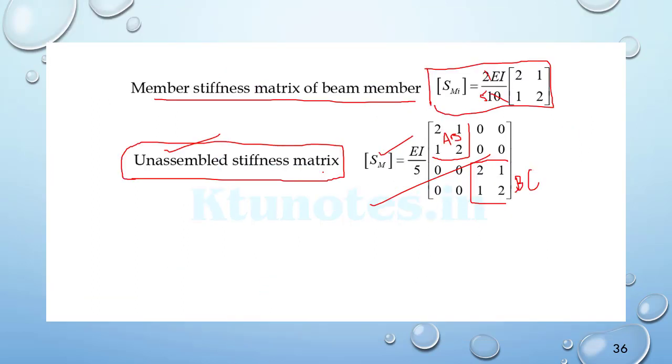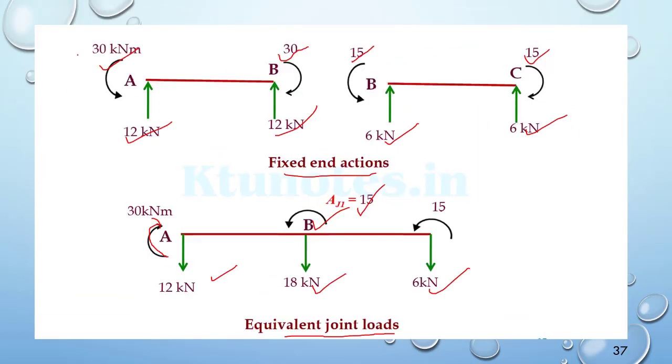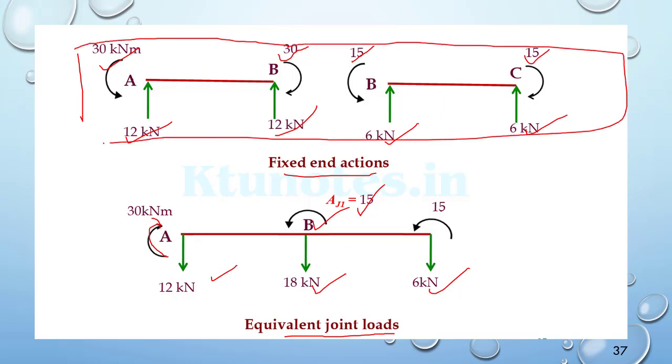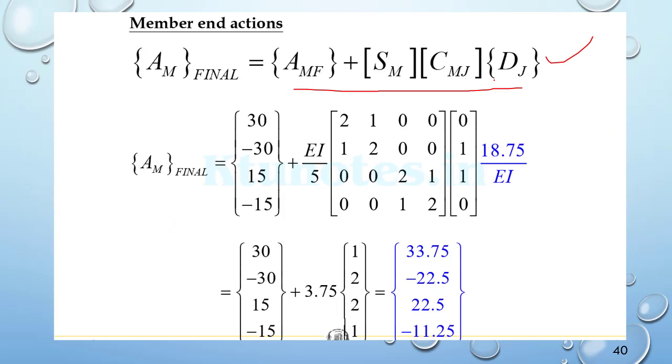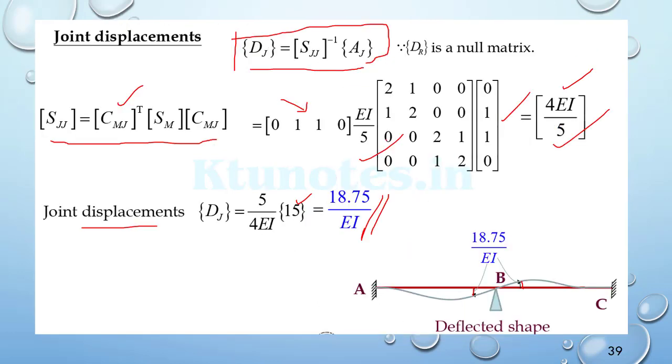From this one we found the member loads, which is 30 anti-clockwise taken as positive, then clockwise is negative, so 30 minus 30, then this is also anti-clockwise, so positive, clockwise is negative. This will be the member force plus EI by 5. We have this value as the SM value. Yeah, SM is EI by 5 into this unassembled matrix.